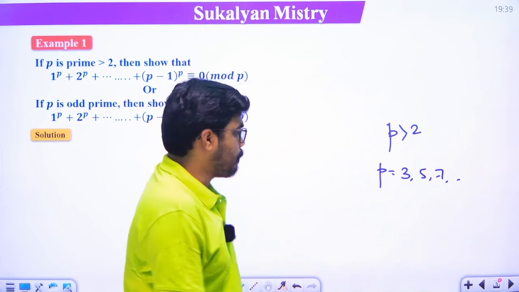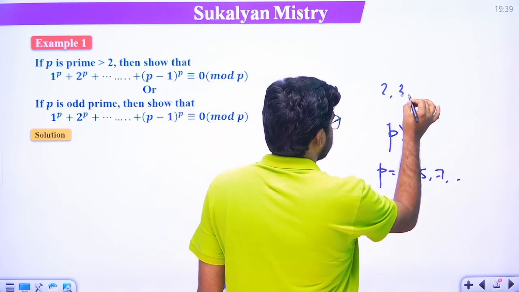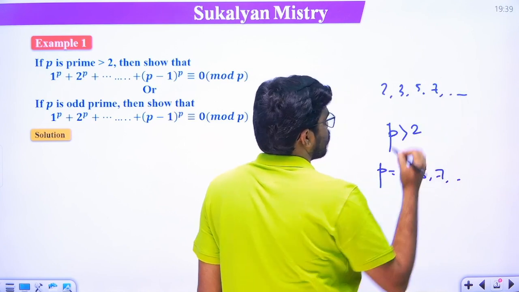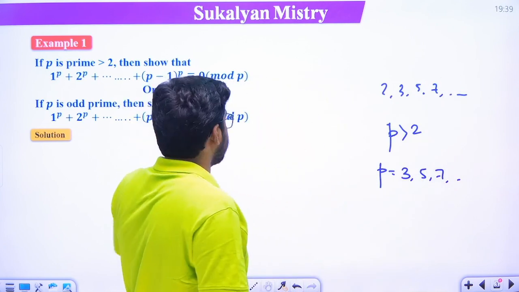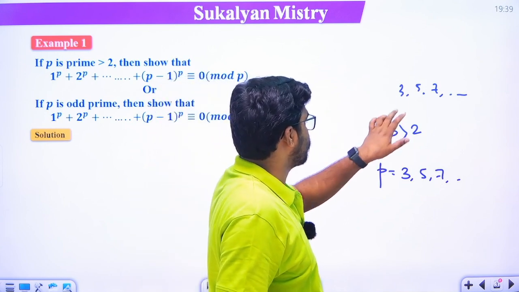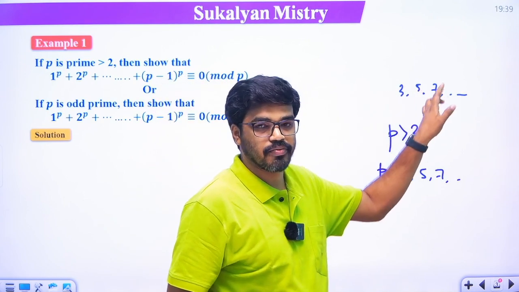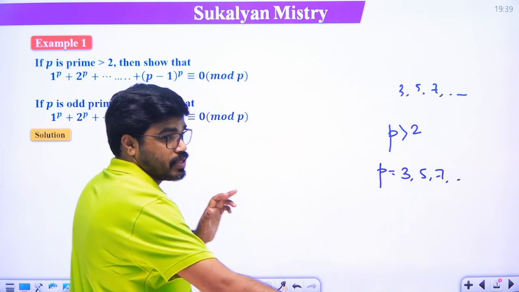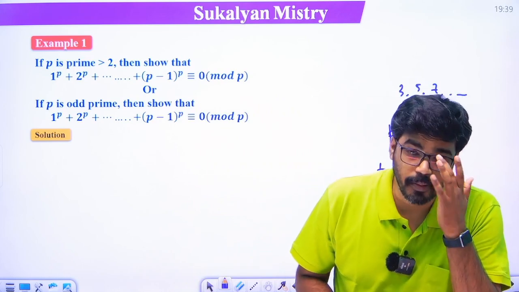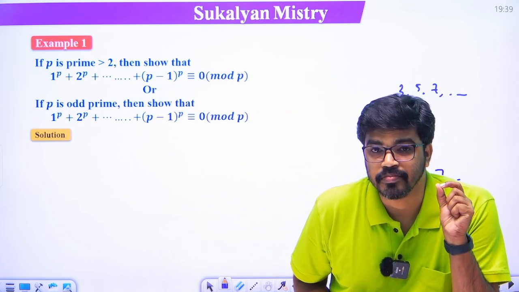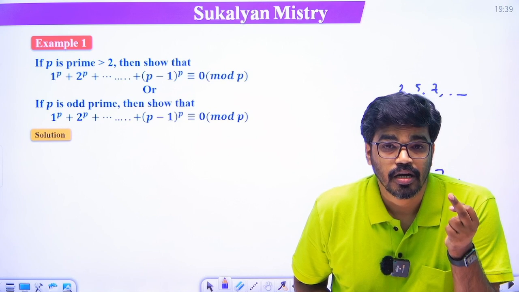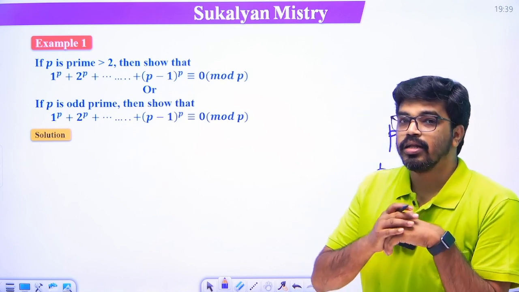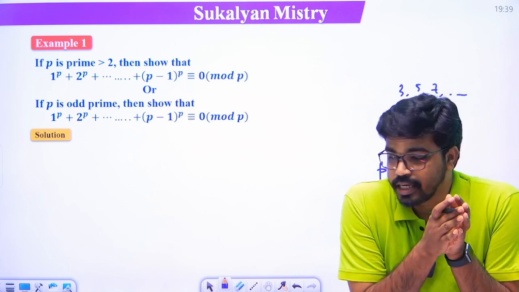What are the prime numbers? 2, 3, 5, 7, right? P greater than 2. That means P starts from 3: 3, 5, 7, 11, 13. Right? P greater than 2 means P is an odd prime. Look, only 2 is the even prime. All primes are odd, right?